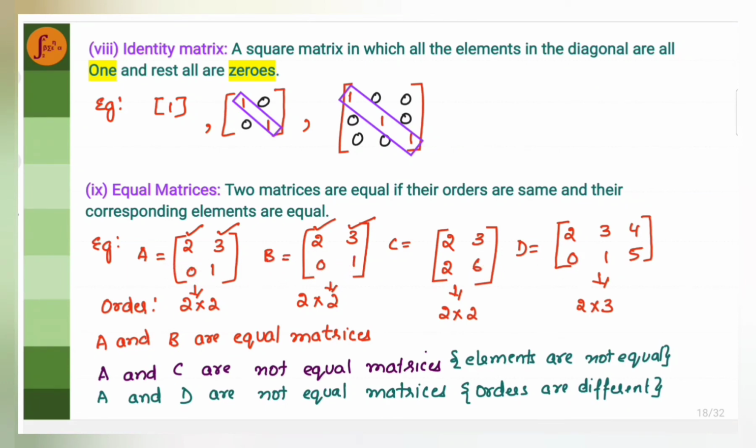Now if you look at C and D, can we say A and C are equal matrices? No, because third element is 0 here and here third element is 2. They are not same. Fourth element is also different. So even if one of the elements is different, then it is not an equal matrix. And you look at this matrix D and look at matrix C. Here the order is completely different. Here it is 2 by 3 and here it is 2 by 2. So matrix A and D are not equal. Matrix A and C are not equal. Only matrix A and B are equal because the corresponding elements are same and the orders are same.